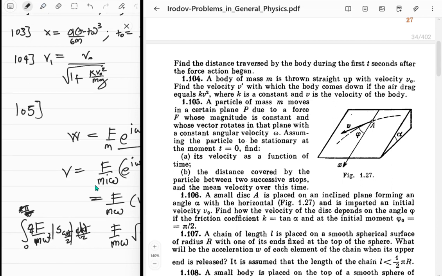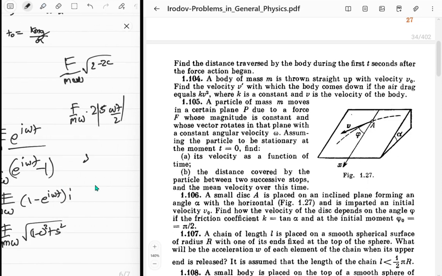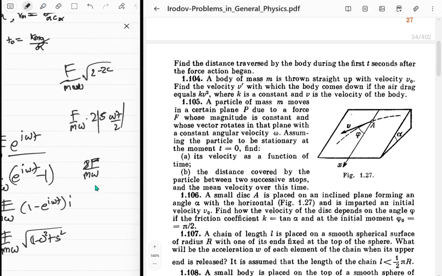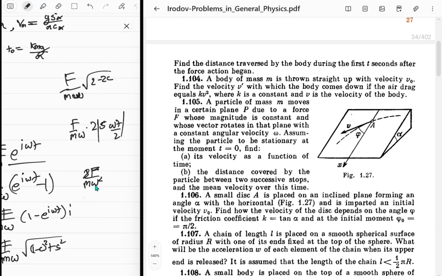Yes, and from 0 to pi, it's a mod of that. So it's going to be 2. Exactly. So it's like 8f upon m omega, and then the integration of the modulus of sine theta from 0 to pi, that will be 2. So it's 8f upon m omega squared, sorry. That should be the thing.